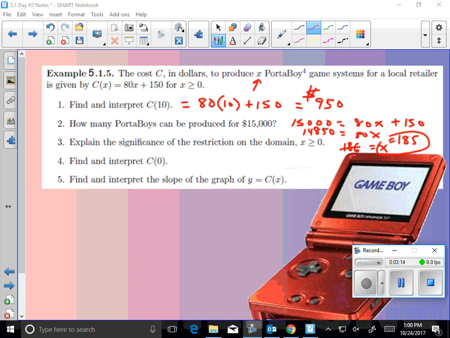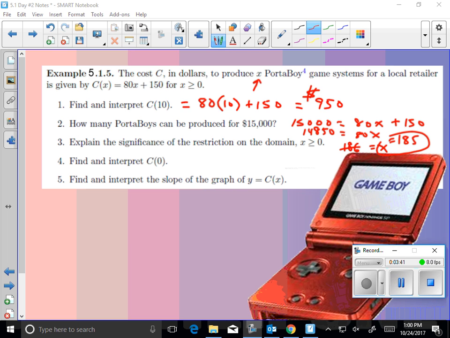Now, explain the significance of the restriction on the domain. Why does X have to be greater than or equal to 0? We can't make negative Portaboys unless we turn them inside out like the weird stuff from last unit, the reciprocal functions where the lady's face was on upside down. Yeah, really weird. Of course, the number of Portaboys is going to be either 0 or more, not negative.